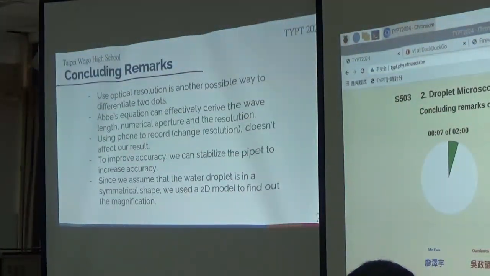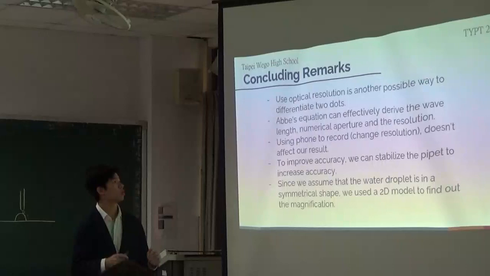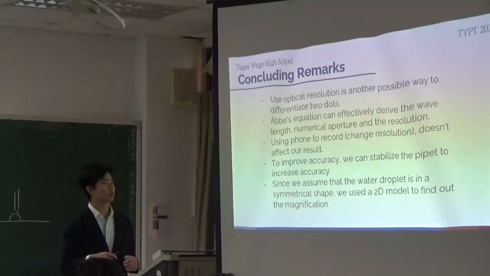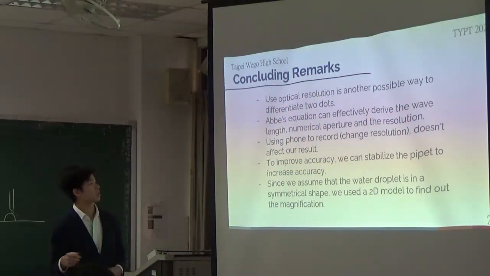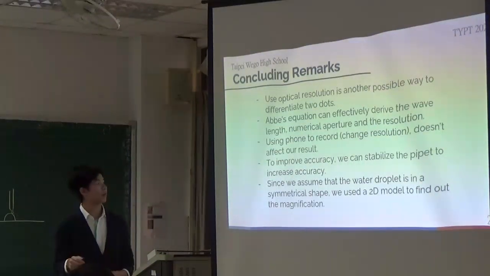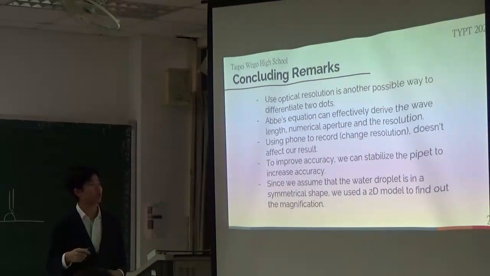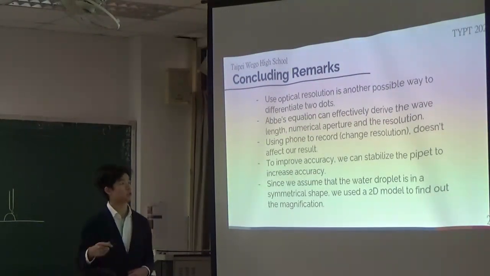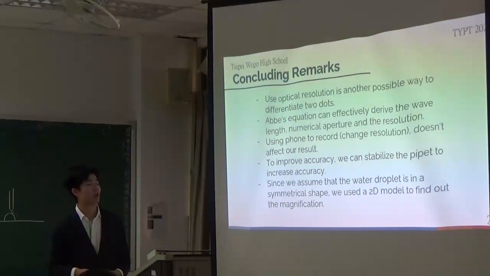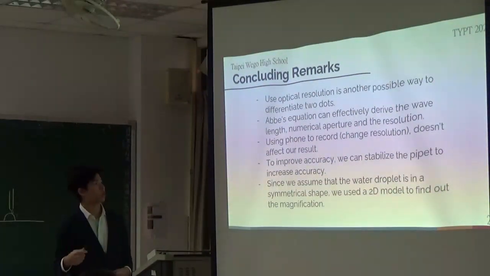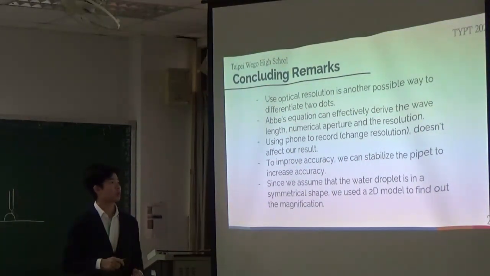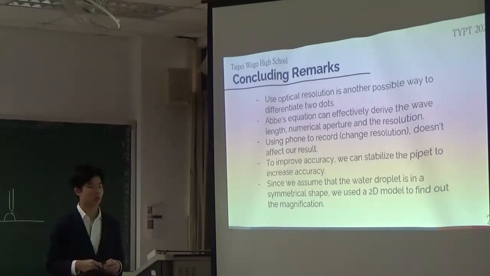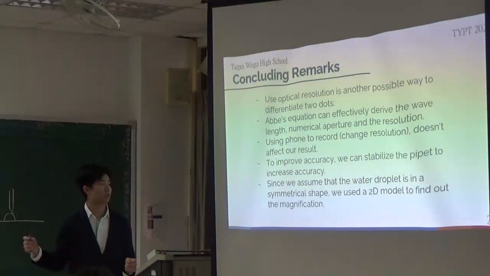About the concluding remarks, in the discussion with the opponent we discussed the optical resolution. We discussed the method that we can test the optical resolution, and we also discussed that the Abbe equation can effectively derive the wavelength, numerical aperture, and the resolution. And I think that Abbe's equation has the same concept as the Rayleigh criterion. We also discussed whether using a phone to record might change our experimental result, but I think that the change is negligible.